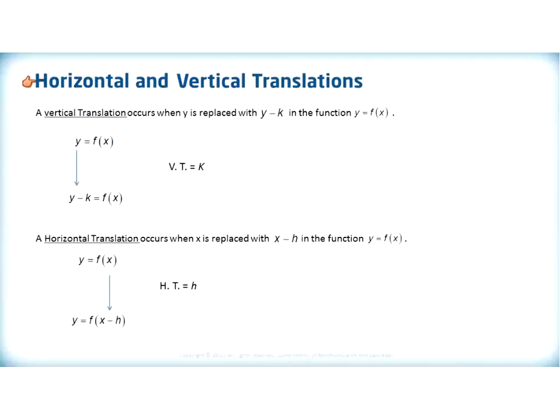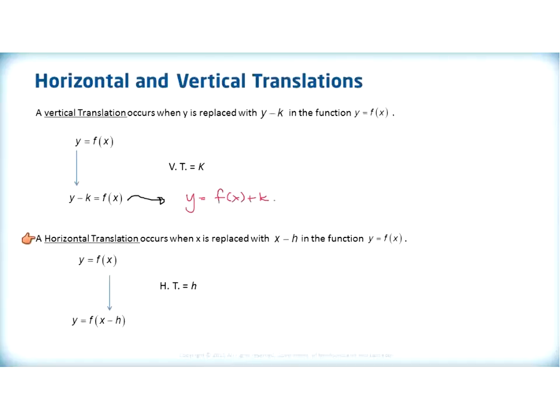Okay, let's get started. Horizontal and vertical translations. A vertical translation occurs when y is replaced with y - k in the function y = f(x). So if we're given a function y = f(x), and we replace y with y - k, it will result in a vertical translation of k units. This equation can also be written, and I'm sure you've seen it written like this as well, as y = f(x) + k. Certainly another way to view the same equation. So either one of these would represent a vertical translation of k units.